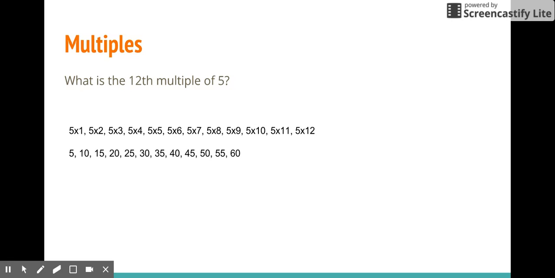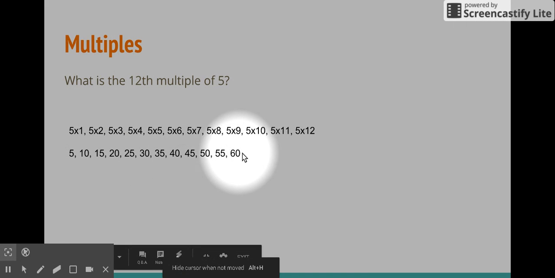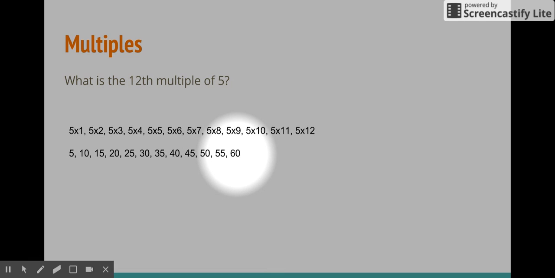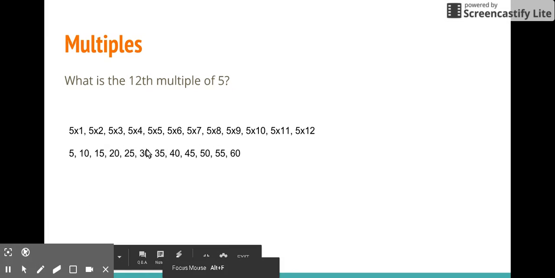If I'm thinking about skip counting out loud, I could think, well, 5, 10, 15, 20, 25, 30, 35, 40, 45, 50, 55, and finally 60. I can see that the 12th time that I count by 5 puts me at 60. That means that I could also say that the 12th multiple of 5 is 60.